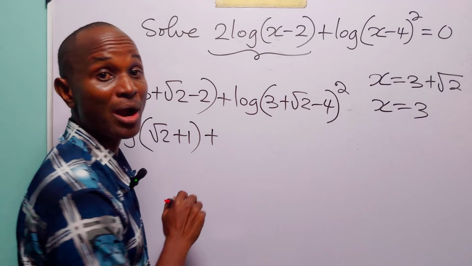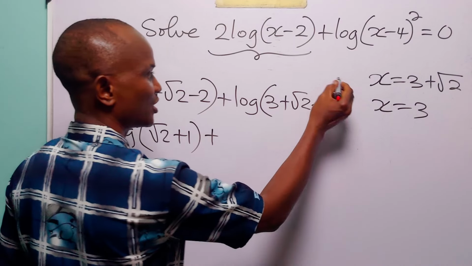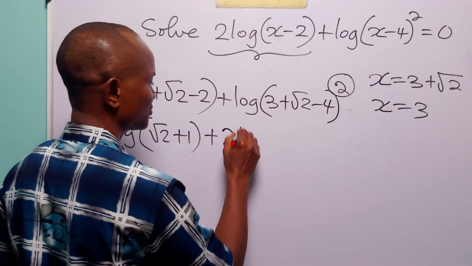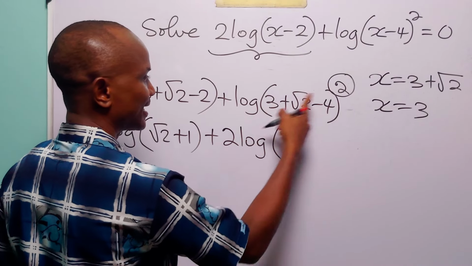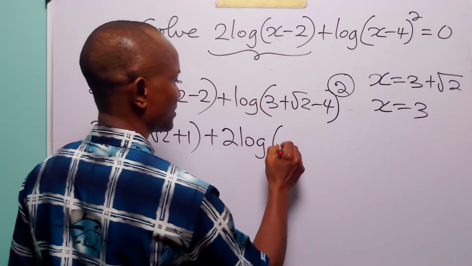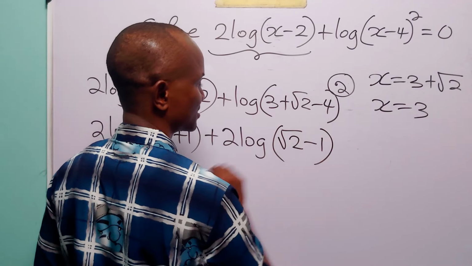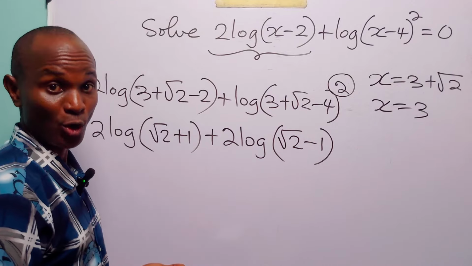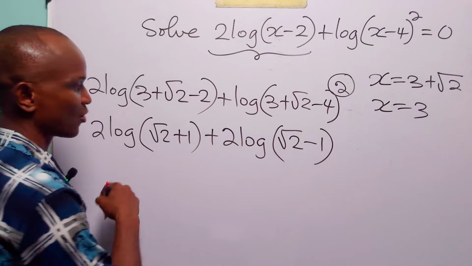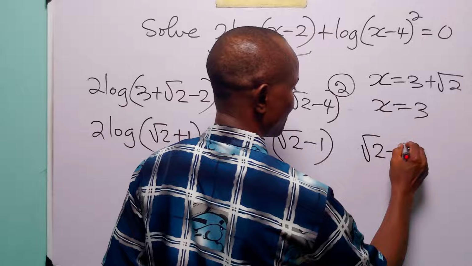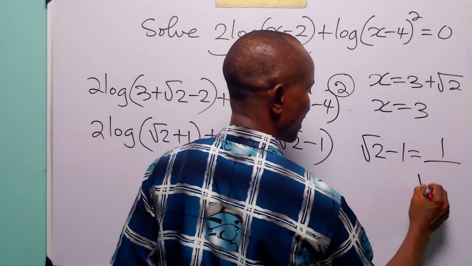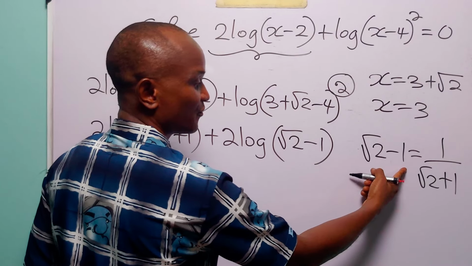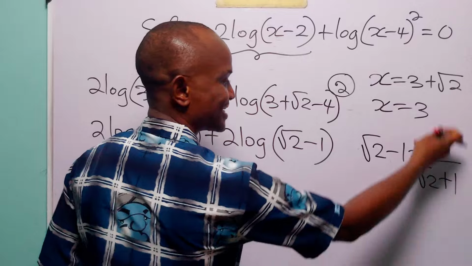Now let us apply the power rule of logarithms to this term. That is, we are going to bring down this exponent to the front to become a multiplier. When we do that, we have 2 times log 3 minus 4 is minus 1. So here we have root 2 minus 1. Now, when you look at this and you look at this, you will see that they are conjugates. And since they are conjugates, we have that root 2 minus 1 is equal to 1 over root 2 plus 1. Now, to prove this is as simple as rationalizing this surd.